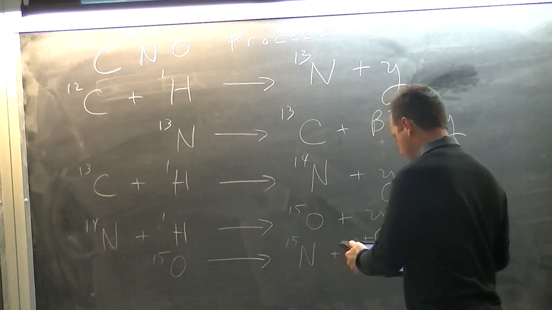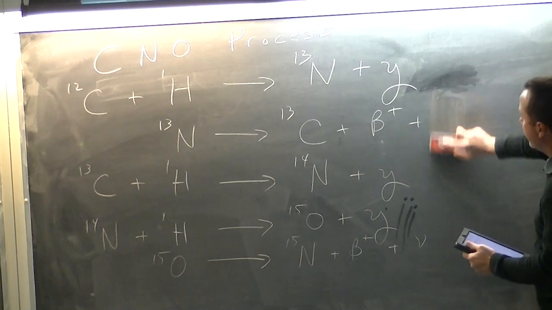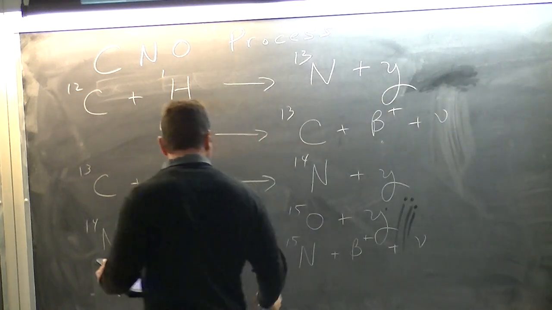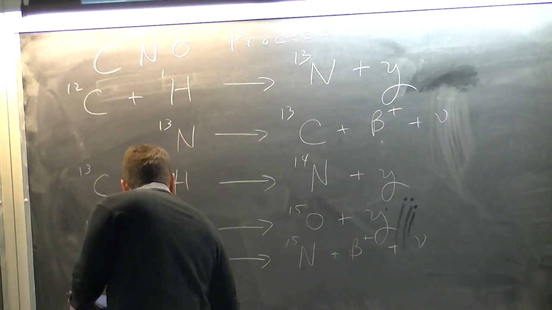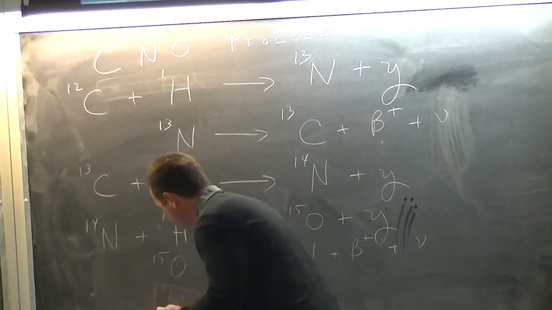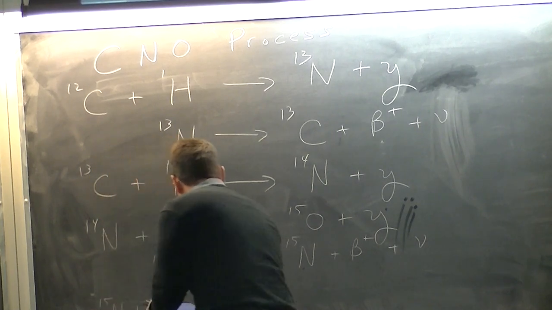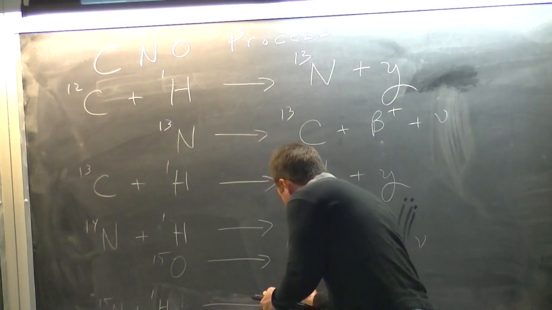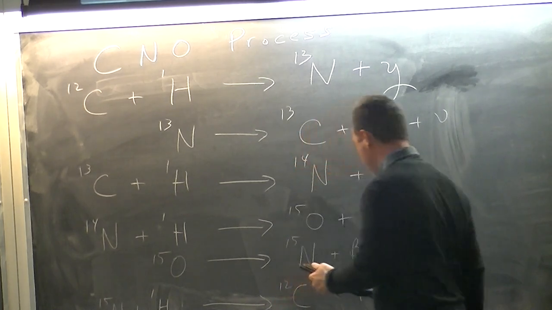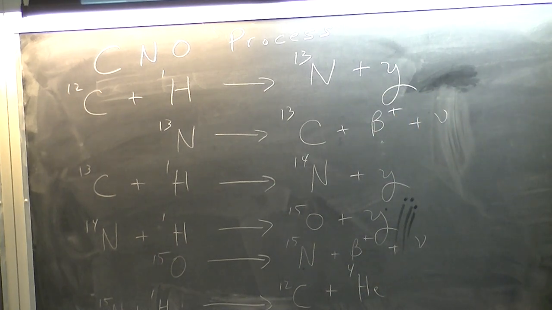particle plus a neutrino. Oh, I made a mistake. This is not a gamma ray. Sorry. So finally, nitrogen-15 can fuse with hydrogen to produce carbon-12 plus helium-4. So these are the processes that happen in our sun.